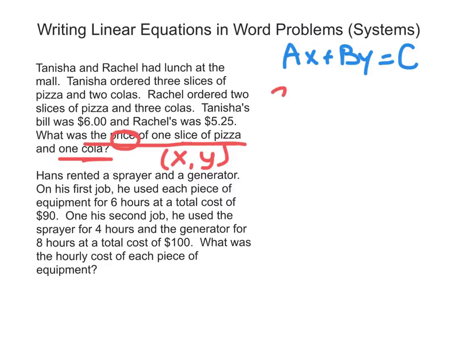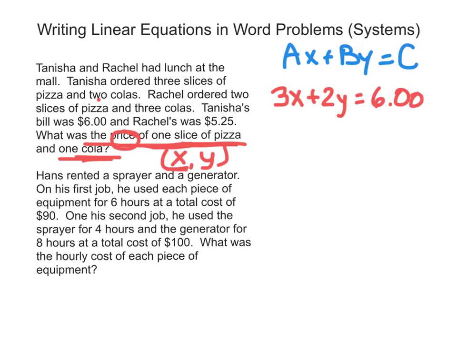Tanisha ordered 3 slices of pizza, and again, x is the price of one slice of pizza, so 3 times whatever that price is, plus she ordered 2 colas, so 2 times whatever the price is of a cola, which we said was y. Together that adds up to the total bill that Tanisha spent, which was $6.